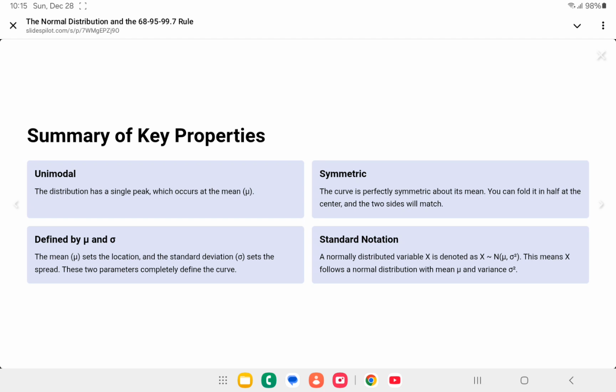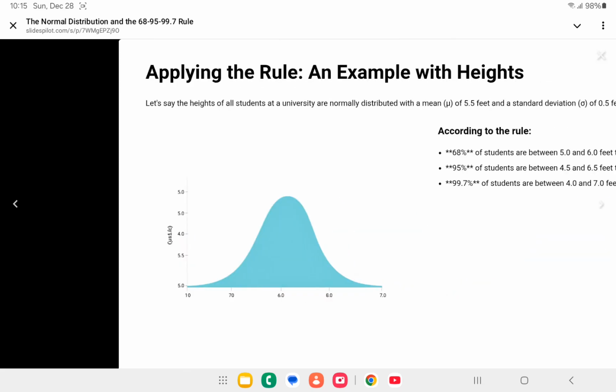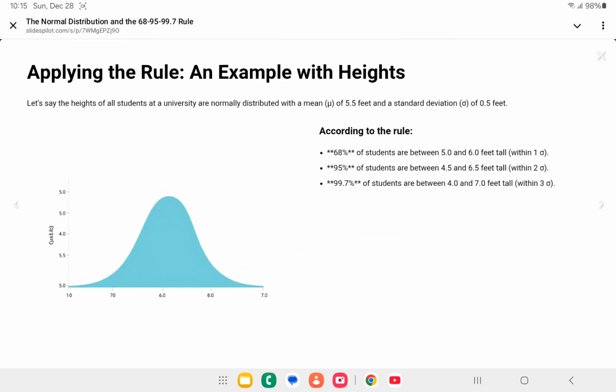For the variable x, it follows a normal distribution and has the mean mu with a standard deviation of sigma. Now that you've been introduced to the normal distribution, we can talk about the 68-95-99.7 rule. If we were measuring the heights of all students at a local university and found that it was normally distributed with a mean height of 5.5 feet and a standard deviation of half a foot or 0.5, we can construct a normal distribution as follows.